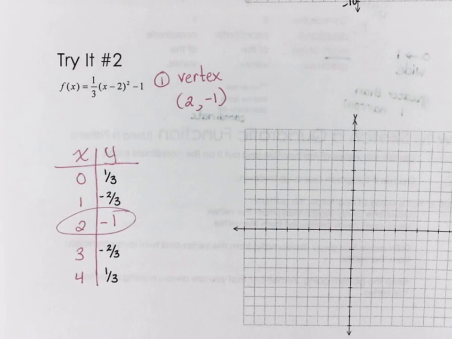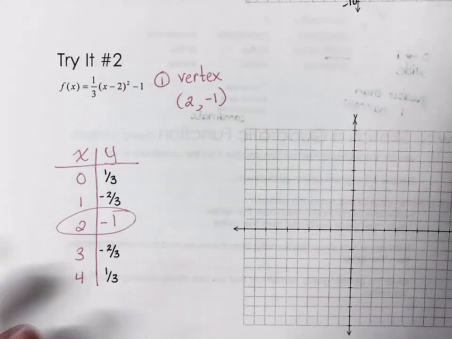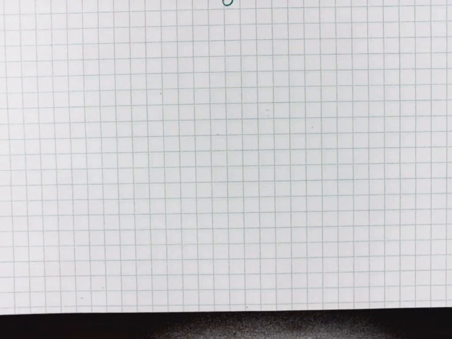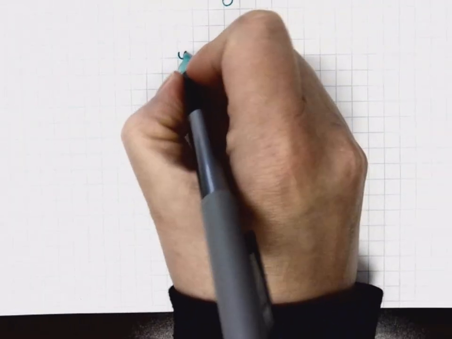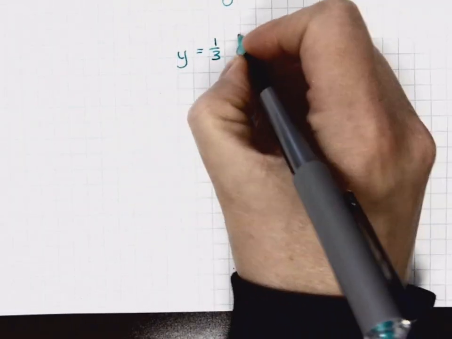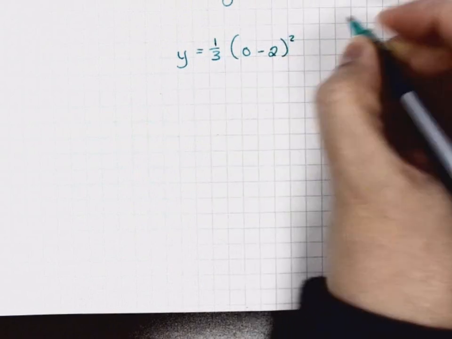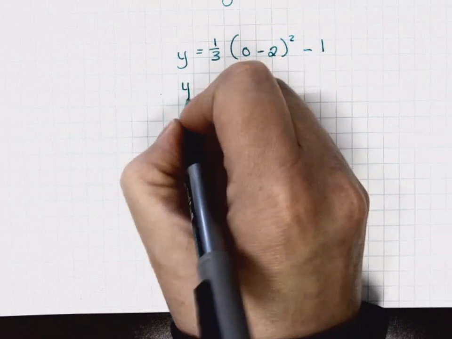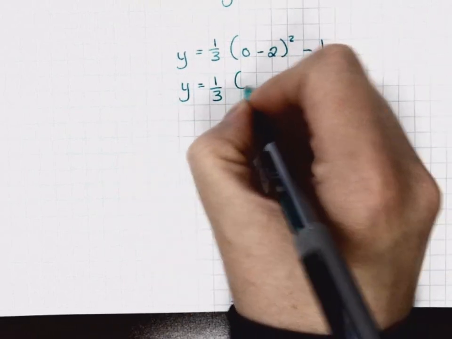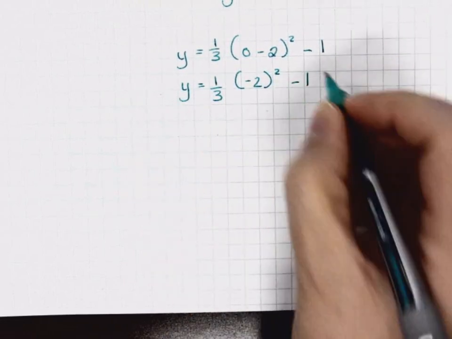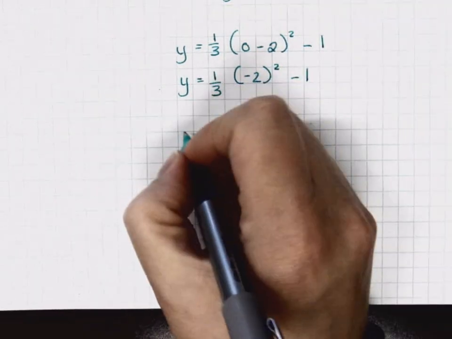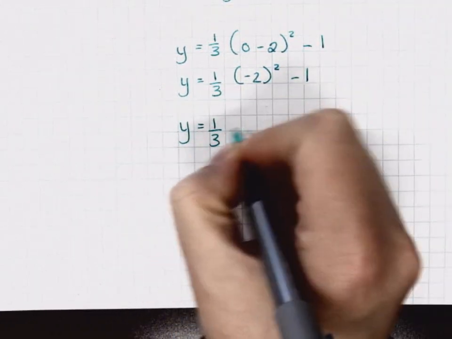I know a lot of you don't like fractions, and it's just because you're not comfortable working with them. But let me show you some math on that 1/3 there. So I'm going to take y equals 1/3, substituting in 0 for x. And I'm showing you all my steps just so you can see what I did here. So I'm going to have y equals 1/3 times 4 minus 1.